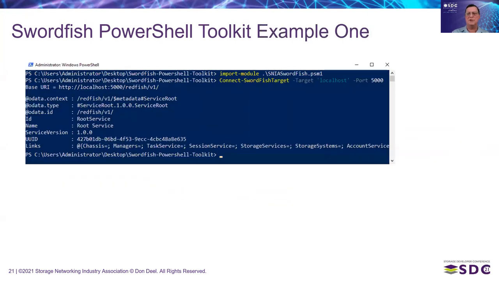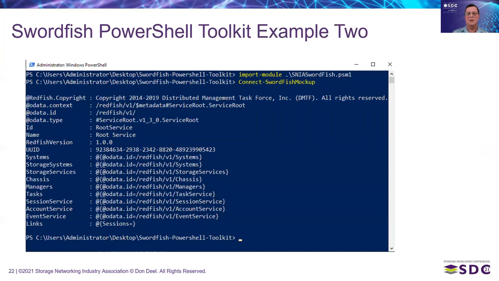This screen capture shows the commandlet connect-swordfish-target being used to connect to a Swordfish service on port 5000 of localhost. The object returned is the service root object for this Swordfish service. And this screen capture shows the commandlet connect-swordfish-mockup being used to connect to a Swordfish mockup. The object returned is, again, the service root of the Swordfish mockup.